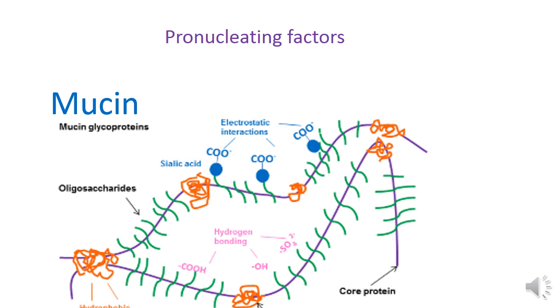Pronucleating factors, one example of it is mucin. Mucin is a high molecular weight glycoprotein which is secreted by the epithelium of the gallbladder and biliary duct. So how does it really promote the process of nucleation? Well, these orange knots that you can see here are the hydrophobic part of mucin. Being hydrophobic, it is a binding site for cholesterol vesicles. So it provides a platform for cholesterol unilaminar vesicles to come closer, and then they can fuse to form multilaminar vesicles. So in this way it helps in the nucleation process.